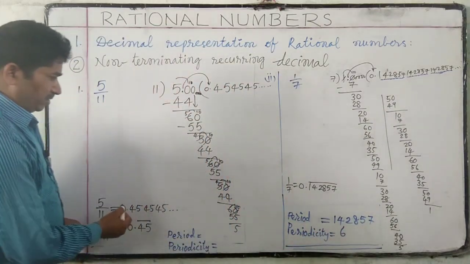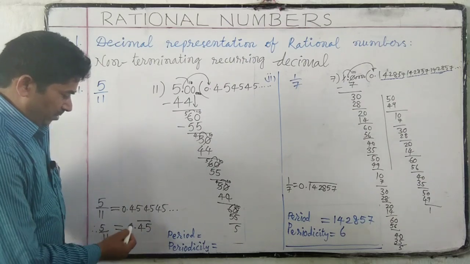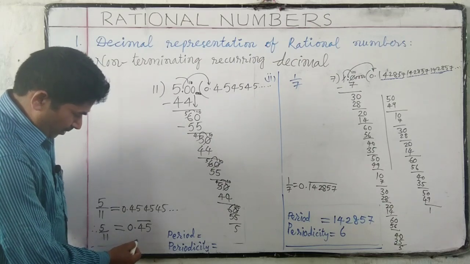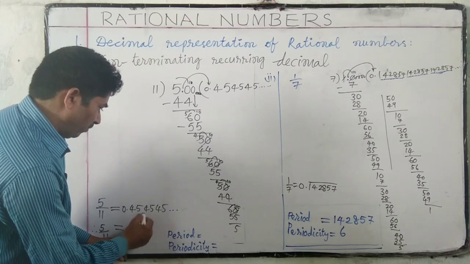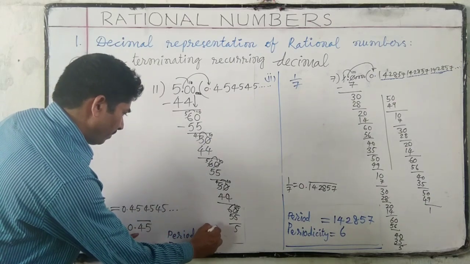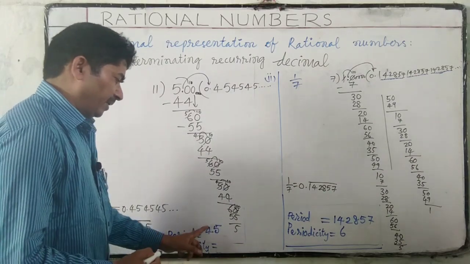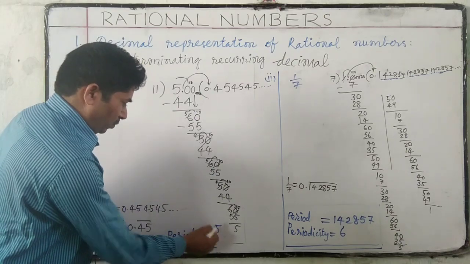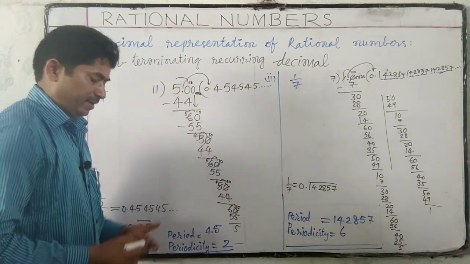Let us observe this in the previous problem. The period, the recurring part in this non-terminating decimal, is 4 5. 4 5 is repeating, 4 5 4 5 4 5. So 4 5 is the period. And periodicity, the number of digits in the recurring part, 1 2, so 2. This is the periodicity.